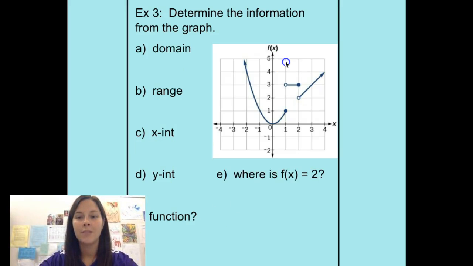All right, domain, this one's a little bit trickier. There's a couple of vertical lines we definitely need to test out. This is one of them, and this is the other one. There's a break in the graph. There's two breaks in the graph. This is called a piecewise function.